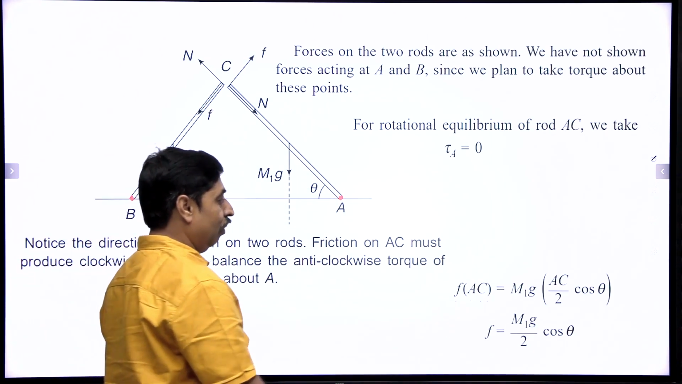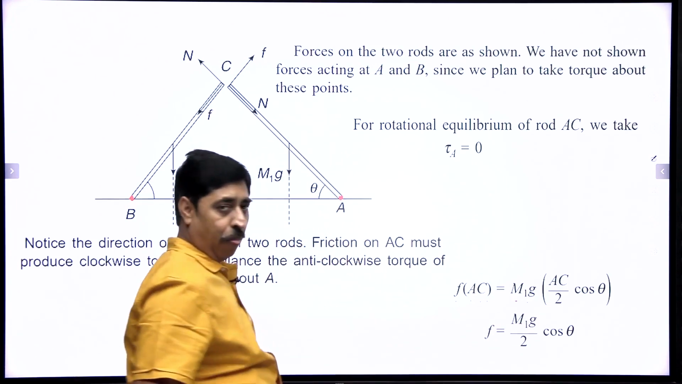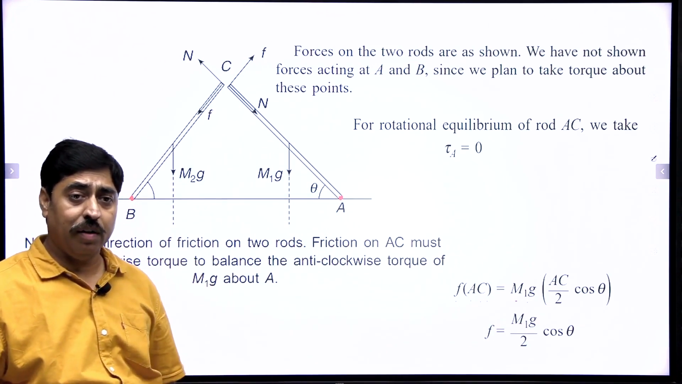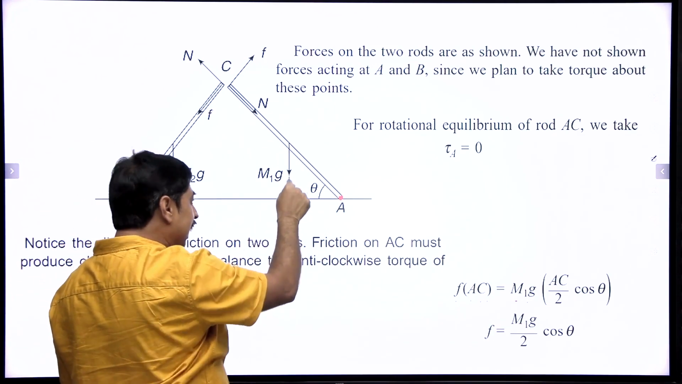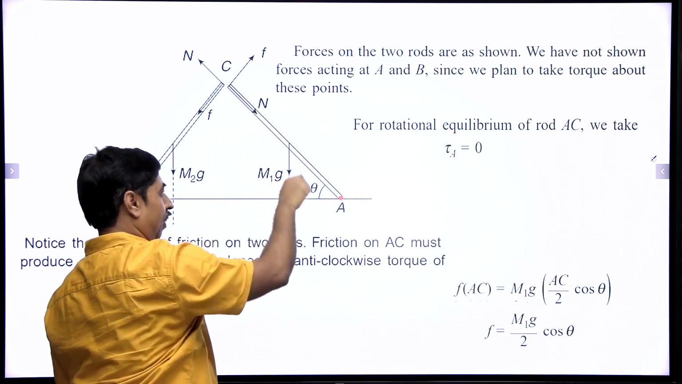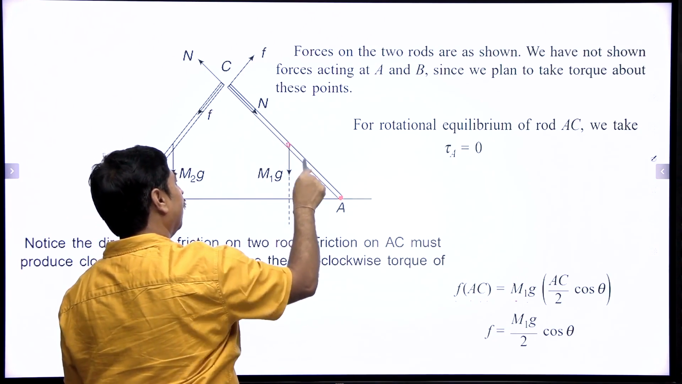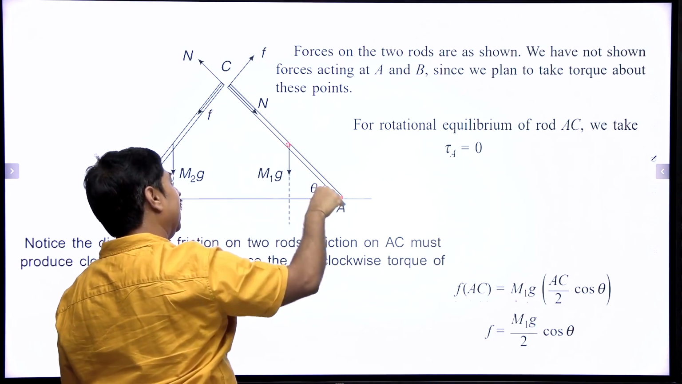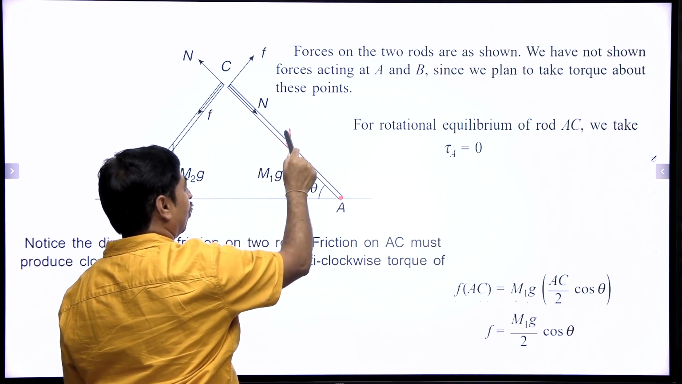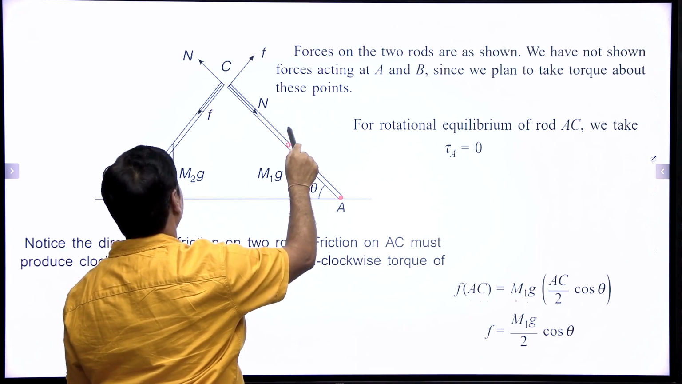This will be equal to the torque of m1g. What is the torque of m1g? Now what is m1g? It is the weight of this rod. Where is it acting? At the center of this rod. That means if this length is AC, then this midpoint, what should I say? Let me call it D.